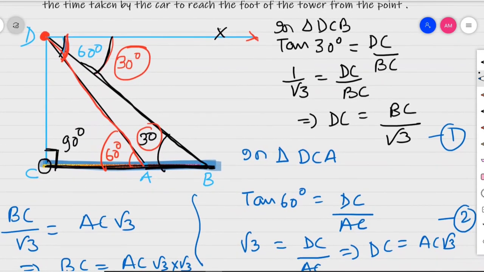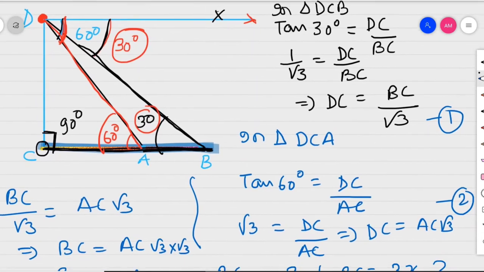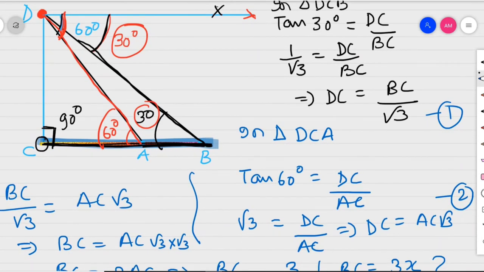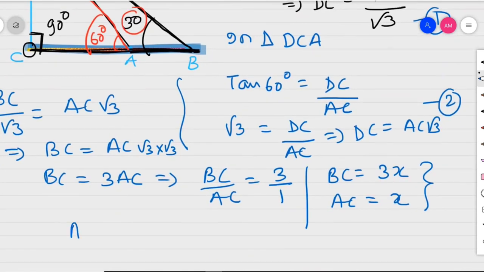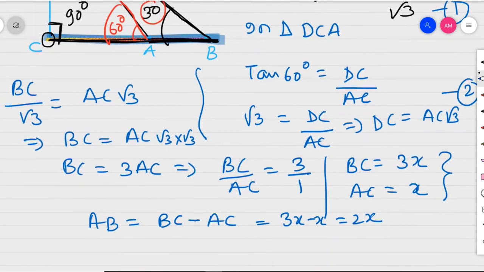Now from here can you find out AB? So AB is equal to how much? AB will be equal to BC minus AC. Now AB will be equal to BC minus AC, and that will be equal to 3x minus x, that will be equal to 2x. Okay, 2x is the distance. Okay, 2x distance is traveled in how many seconds? 6 seconds. Okay, so we can say that distance of 2x has been traveled in 6 seconds.